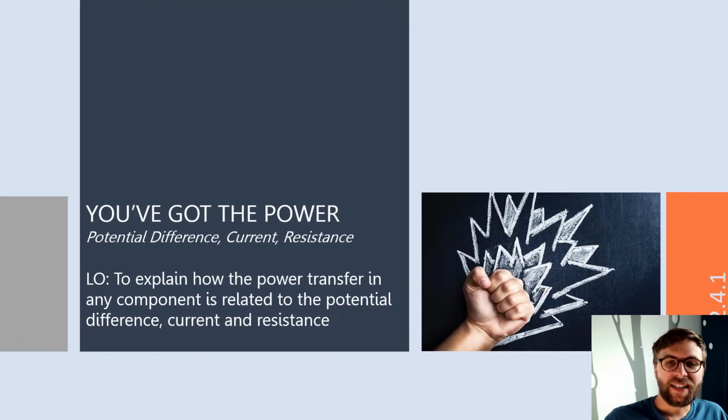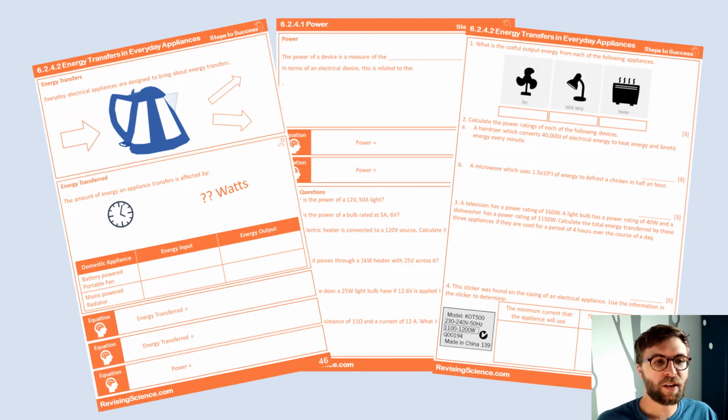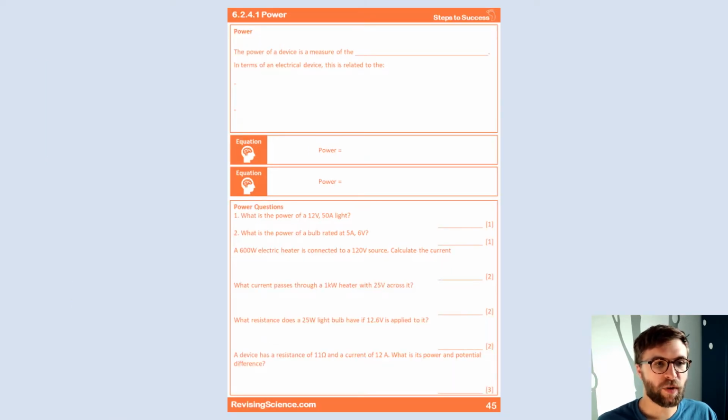Hello and welcome to today's lesson where we're going to be going through power and energy transfers. We're going to be going through these 3 pages of the booklet, and there's plenty of opportunities for you to have a go at answering some questions because we're going to meet quite a few equations today. So first off, we're going to be starting with this page looking at power.